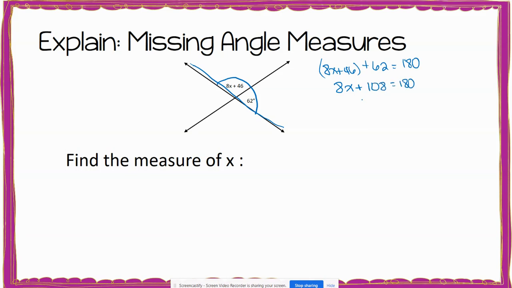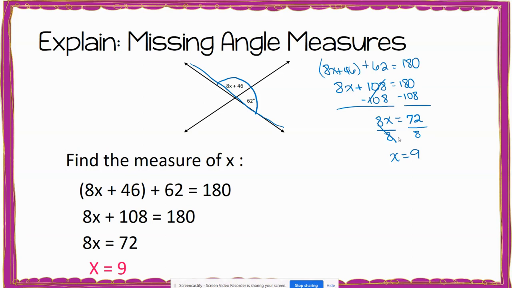Then I would solve like normal, so I would subtract 108 from both sides of this equation. These would cancel to leave me with 8x equals 180 minus 108, which is 72. Then I would divide by 8 on both sides, and that would leave me with x equals, and 72 divided by 8 is 9. So that means that x has a value of 9.